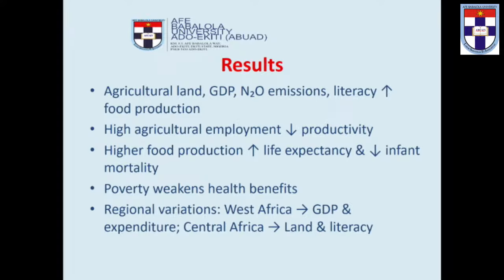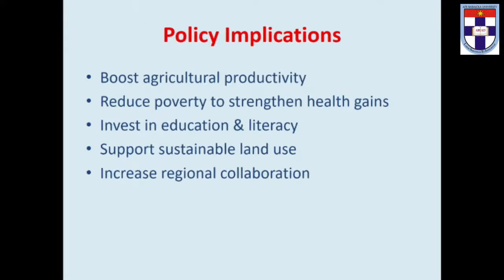Poverty reduces the health benefit of food production. In simple terms, even when food production increases, poor countries do not enjoy the full health benefit. There are also regional differences, regional variations. In West Africa, GDP growth and government spending matter more. That is government expenditure. While in Central Africa, land expansion and literacy play a bigger role.